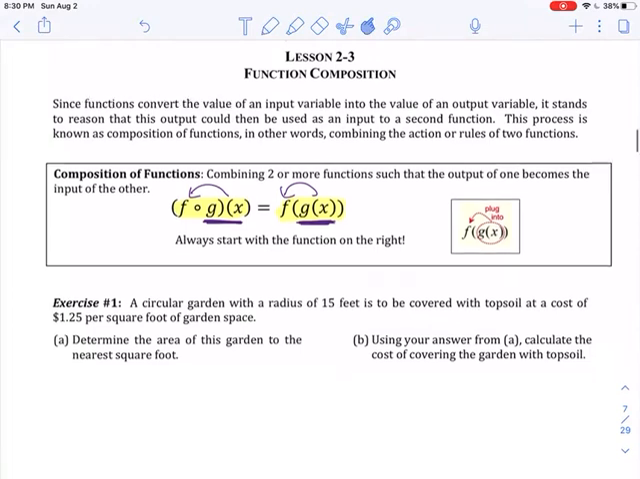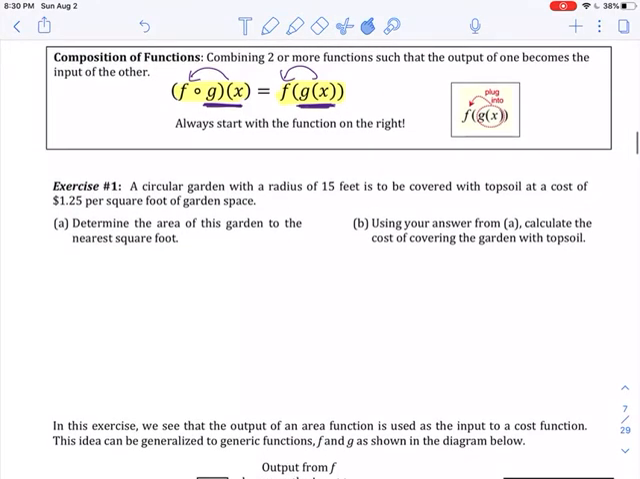All right, so let's look at a problem, and this is going to remind you of a geometry problem. I have a circular garden with a radius of 15 feet to be covered with topsoil at a cost of $1.25 per square foot of garden space. And I want to determine the area of this garden to the nearest square foot.